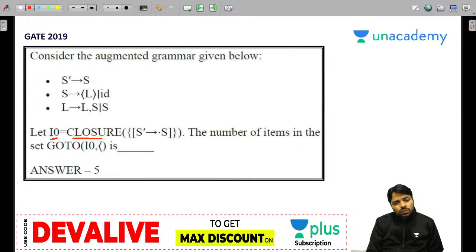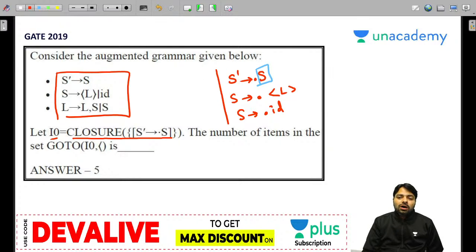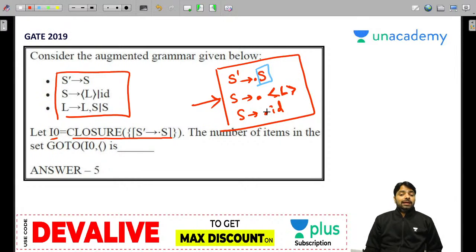Let I0 be the closure of S dash derives dot S. Guys, if this is your grammar and S dash derives dot S closure, everybody knows how to compute it. S is there, so we are going to write all S productions. Dot we will keep in the beginning, and that's all, the initial state. L will not come. The dot is just before the less than symbol, it is not before L. Remember that. So the L production will not come in the initial state.